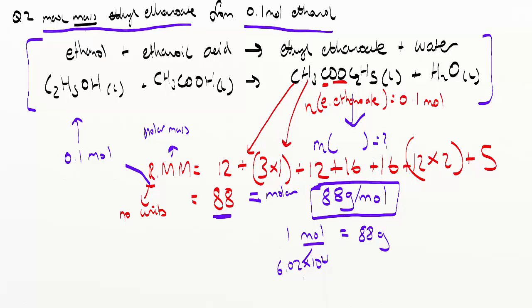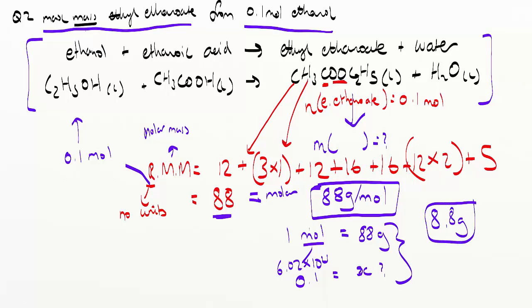Then I ask myself, 0.1 mole equals how many grams? So I'll make that an X here, grams, right? So we just look at it, we realize that 0.1 is 1/10 of 1. So therefore, the mass of 0.1 moles of ethyl ethanoate should be 1/10 of the mass of 1 mole of ethyl ethanoate. So in other words, it should be 8.8 grams. And that would be our final answer.